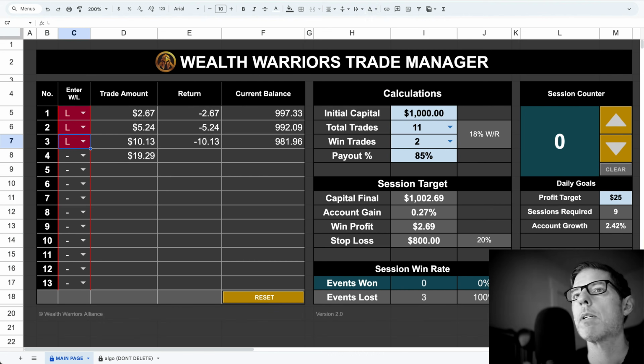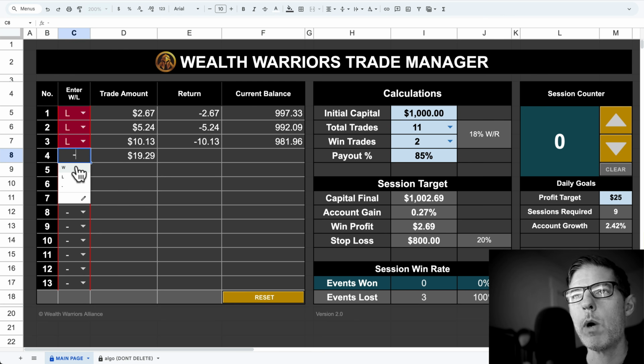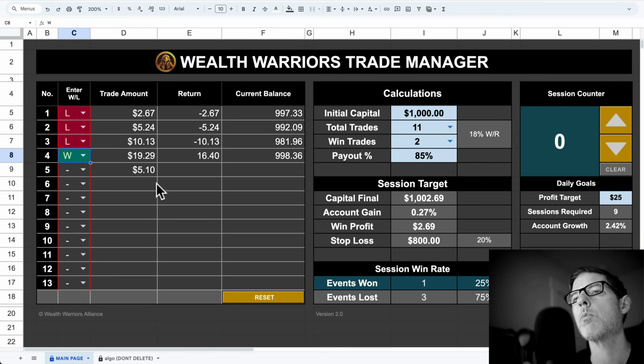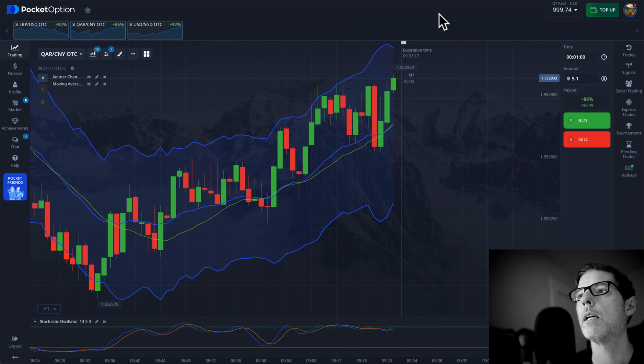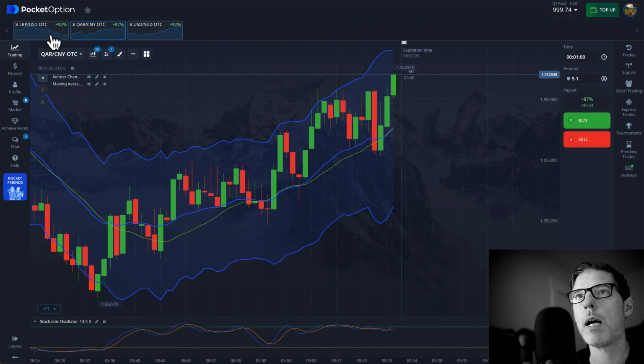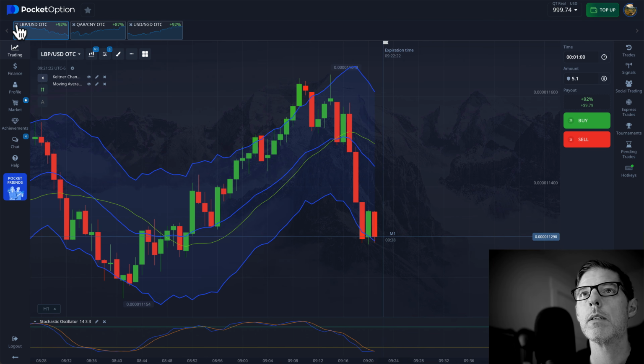So let's come back over here. We mark this as a win because we've won that, but we must win 2 out of 11 to complete this trading session. So we've got 1 more to win, and that's going to be $5.10. So the next trade amount is $5.10. It's now lower than it was before. Look at that, $5.10, much lower. All right, I've got this set on 1 minute. And now let's browse around here, see something that jumps out.